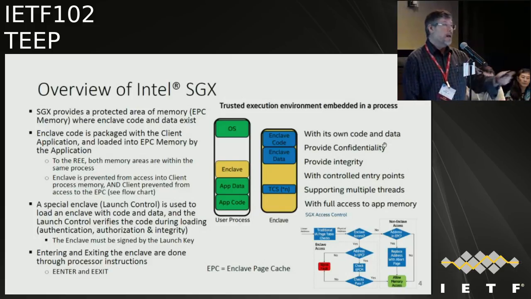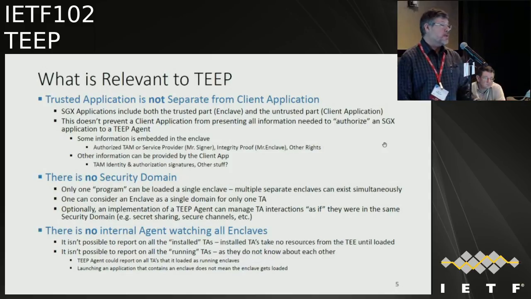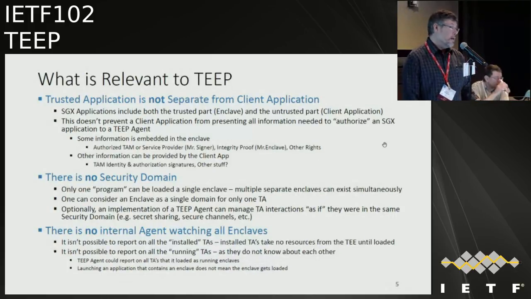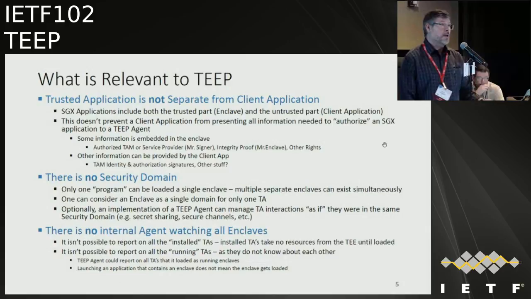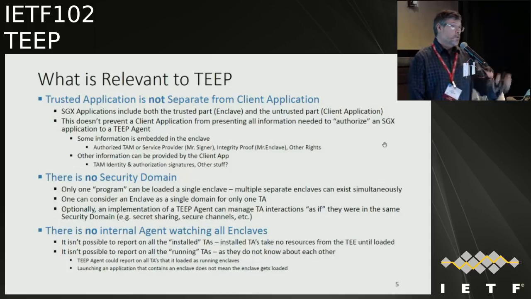So all of this is a very different flow than what TEEP talks about from an ARM perspective. The first piece is that the trusted application isn't separate from the client application. Typically when we deliver an application, all the TAs are bound into it, and you don't have to go searching for a TA. TAs don't get installed separately from the client application itself. Now, it isn't the case that you couldn't change that, because a trusted application acts just like a DLL, and so you could have the DLLs outside of the application and actually install them.